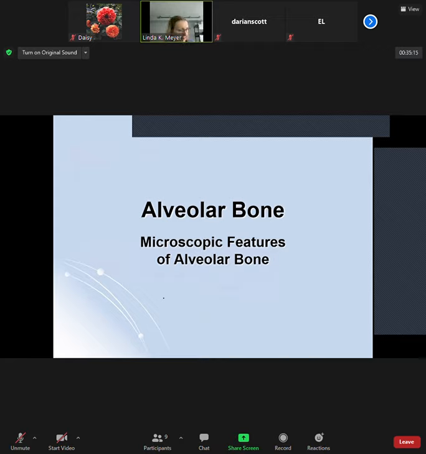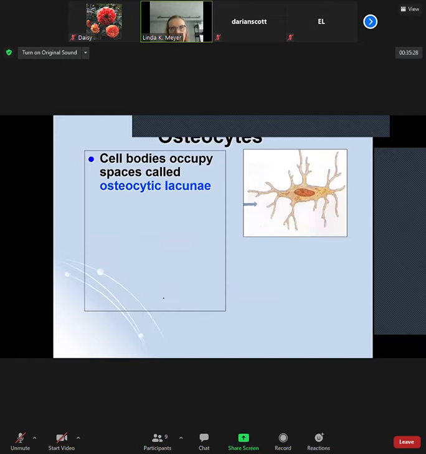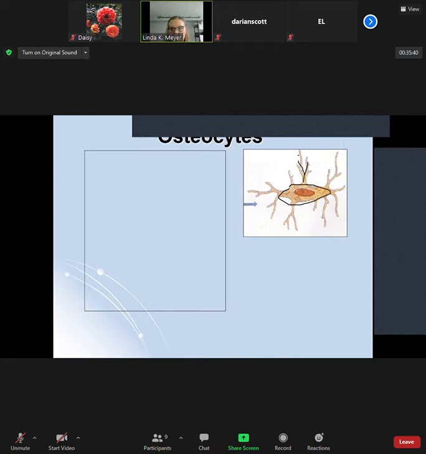Okay, let's look specifically at the microscopic features of alveolar bone. And again, at the same time, we're going to compare cementum with them. Go ahead and let's go back to the osteocytes. Remember, I mentioned it has the cell body, and then it has numerous cell processes radiating around that cell body.